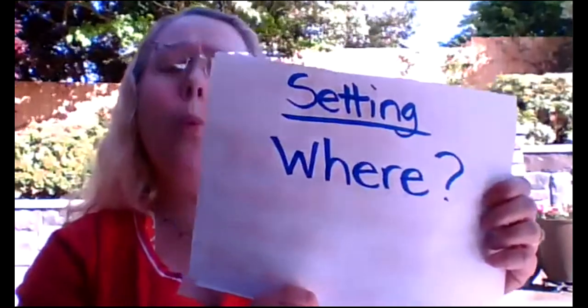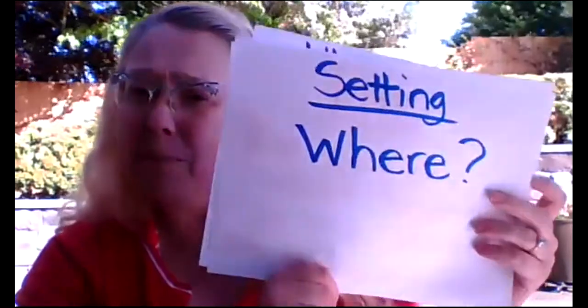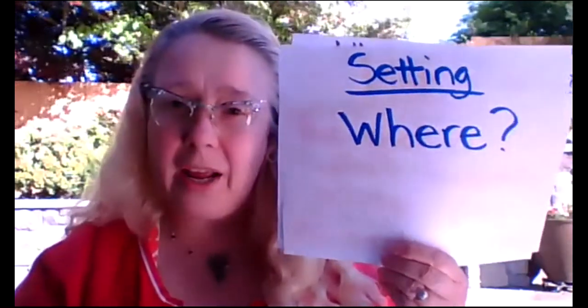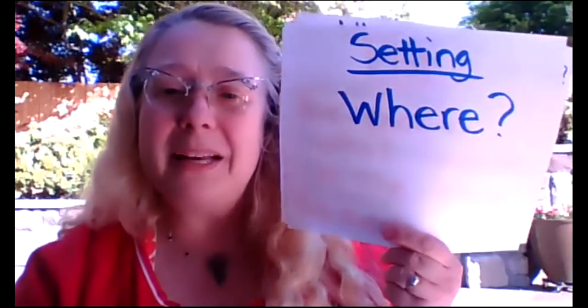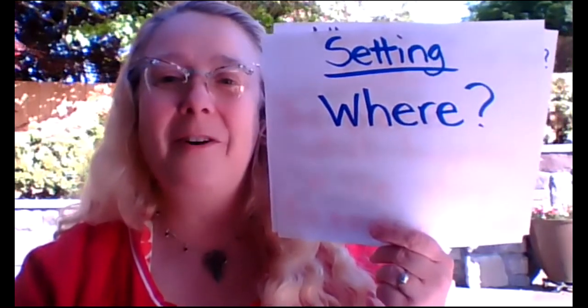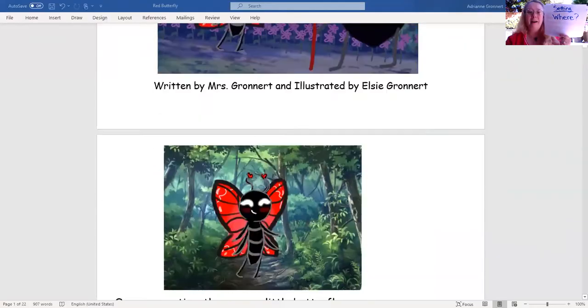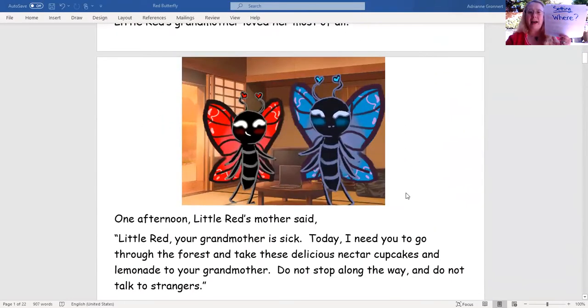Let's take a look. When we think about the setting, we have to think about where the story happens. What are all of the places in the story? Do you remember? Let's look at the text to help us remember what all the places are in the story. Okay, so we have Little Red Butterfly at her house, right?